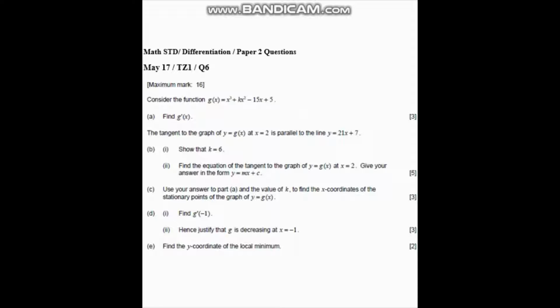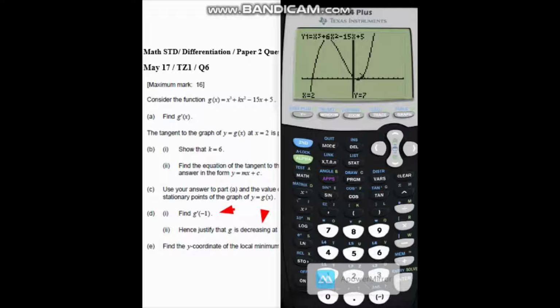Next, we are required to find g dash of -1 and hence justify that g is decreasing at x equals -1. So to get g dash of -1, I press on second, trace, dy by dx, -1, and the calculator tells me that the slope is -24. G dash is -24 when x is -1. The justification that g is decreasing is that the slope is negative. So since the slope is negative, hence g is decreasing.